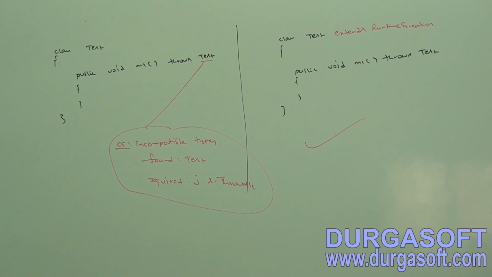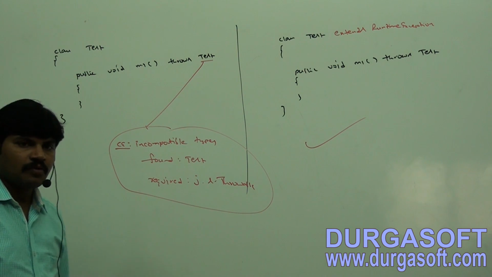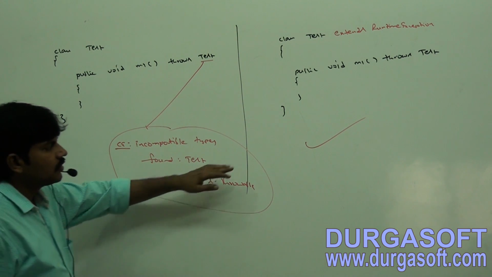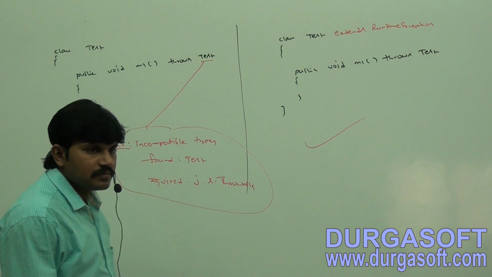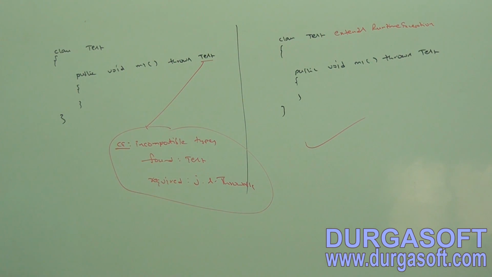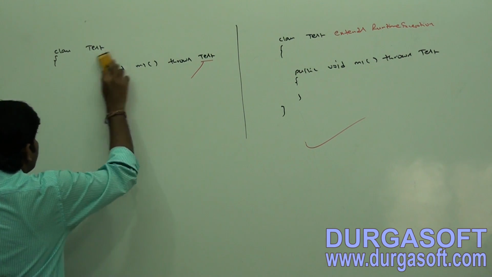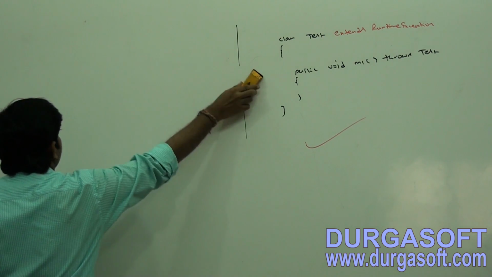But if class Test extends RuntimeException, next, public void m1() throws Test. Sir, can you tell, is it valid or not? This one. Incompatible types, found Test, required Throwable. Okay, this is case 2 we have.